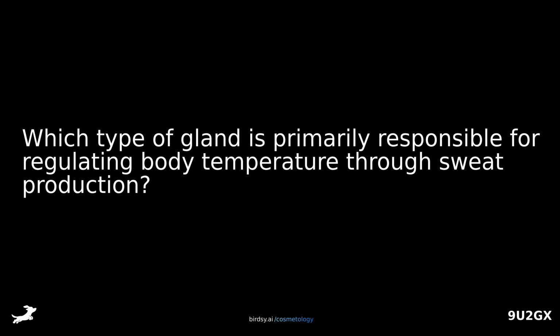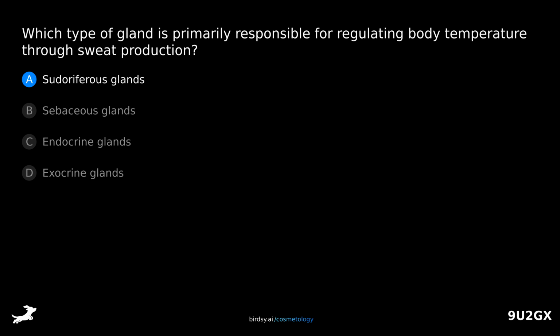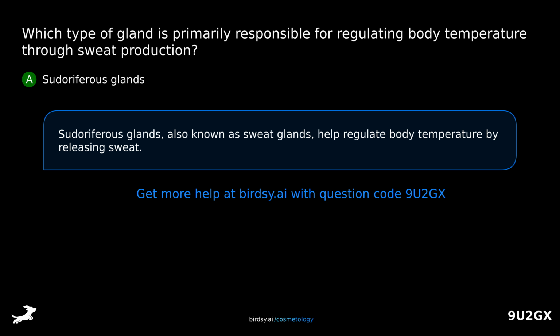Which type of gland is primarily responsible for regulating body temperature through sweat production? Is it A, sudoriferous glands, B, sebaceous glands, C, endocrine glands, or D, exocrine glands? The answer is A, sudoriferous glands. Sudoriferous glands, also known as sweat glands, help regulate body temperature by releasing sweat.